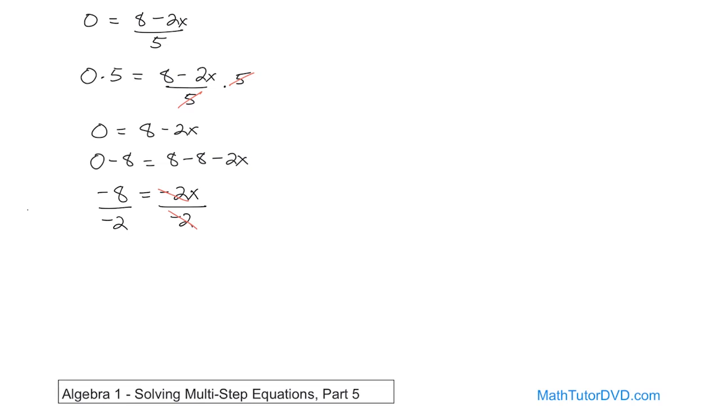And on the left-hand side, what is negative 8 divided by negative 2? 8 divided by 2 is 4. Negative divided by negative is positive. So it's positive 4 equals x. So x is equal to 4. And that's the correct answer.